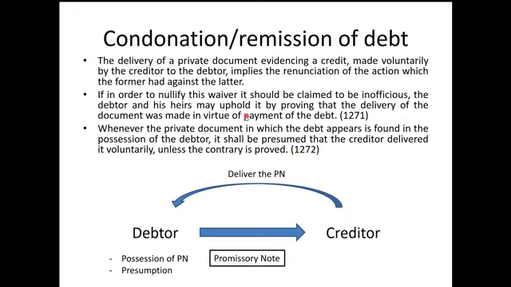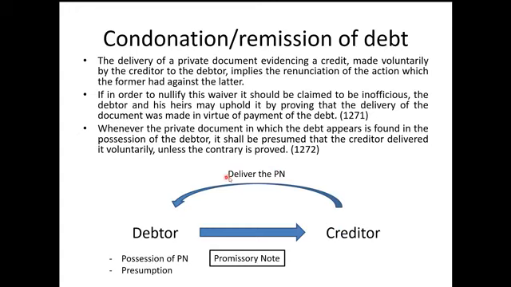Now, question. Okay, what do you mean by 1271 second paragraph? Sabi dito, if in order to nullify this waiver, it should be claimed to be inofficious, the debtor and his heirs may uphold it by proving that the delivery of the document was made in virtue of payment of the debt. O, ganito yan ha. Debtor, creditor, nag-issue ka ng PN.